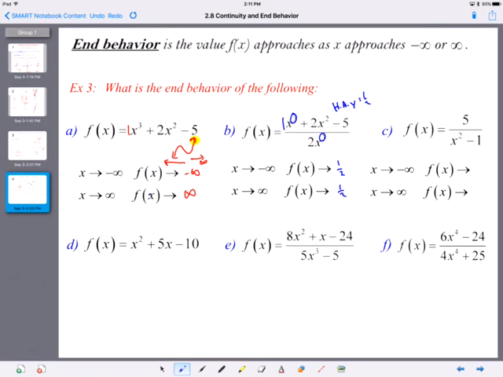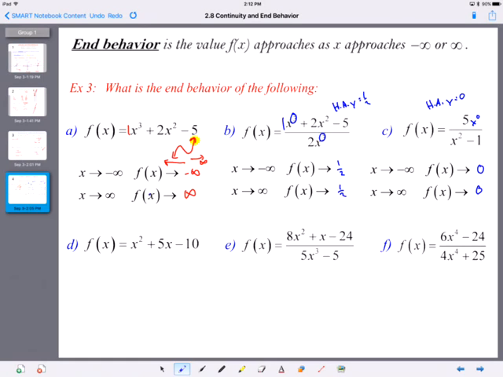Alright, what about example C? Well, this doesn't have an x on top, but if it was there, it'd be x to the 0. So the degree on top is smaller than the degree on bottom. So what's your horizontal asymptote on this one? That's y equals 0. So once again, your end behavior then is 0.